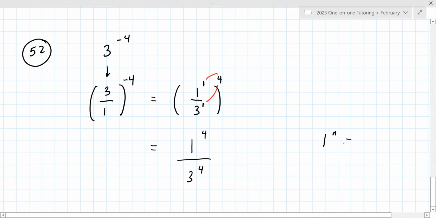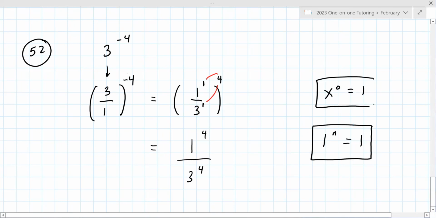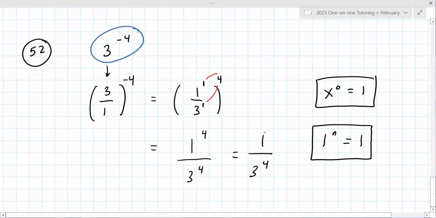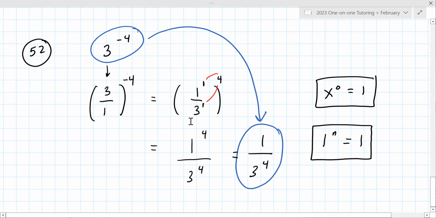1 to any power is 1. This is another rule to remember, just like anything to the 0 power is 1. So the numerator becomes just 1. Do you see that? Yes. Now here, like in class, what they will show you is this that is circled in blue to this circled in blue. But there's actually this progression that we just went through that I want you to see, because maybe it will mean something.